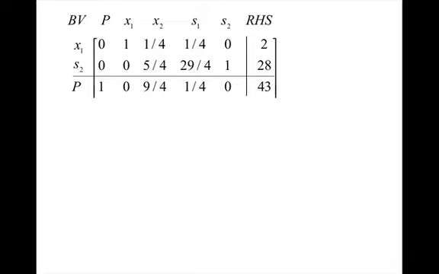So now to list my final solutions, x sub 1 is a basic variable, so go all the way over to the right hand side and there's a 2, so x sub 1 equals 2. X sub 2 is not a basic variable, so it equals 0. P is a basic variable, so go to the right hand side to get the 43, so P equals 43. So my solutions are x sub 1 is 2, x sub 2 is 0, and P equals 43.